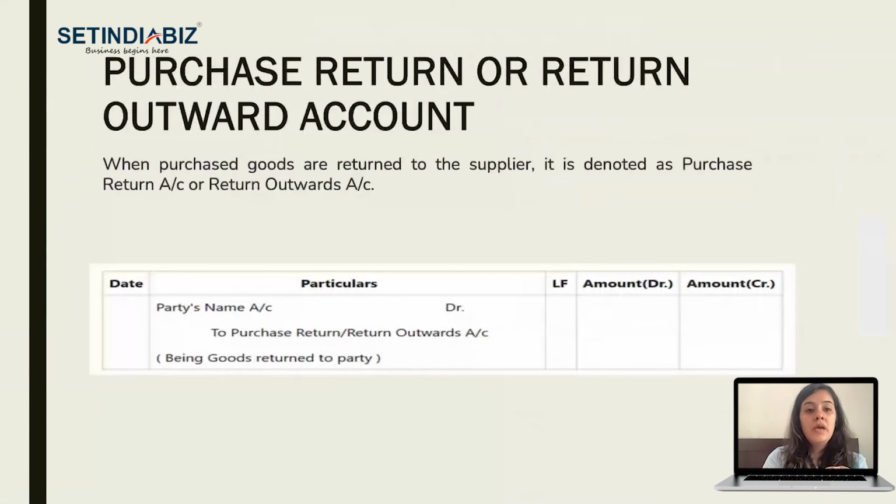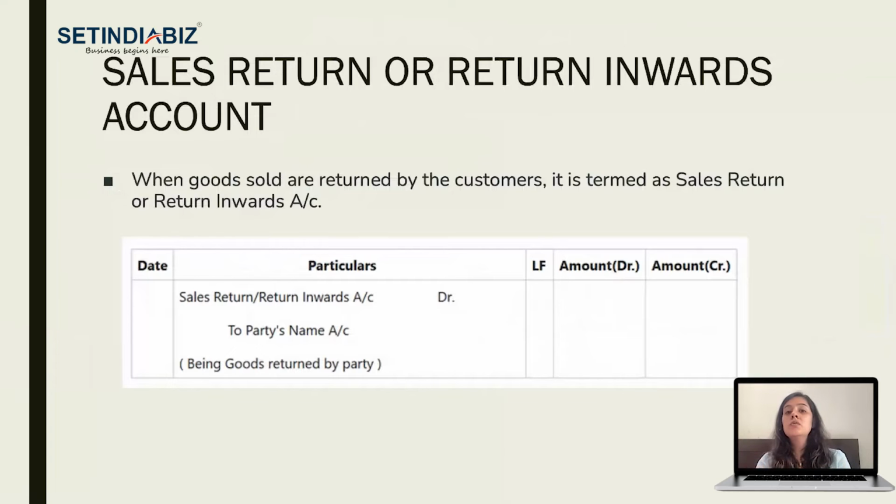Now we have sales return or return inward. See, return inward means whatever is coming to the company. So this is how you can recall what is return inward or return outward.